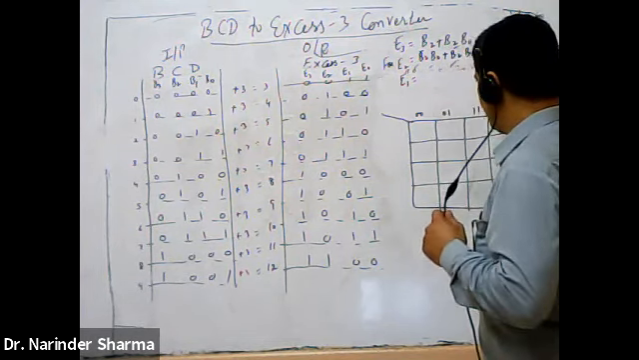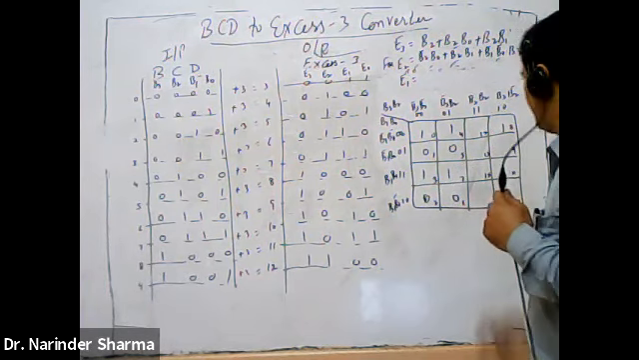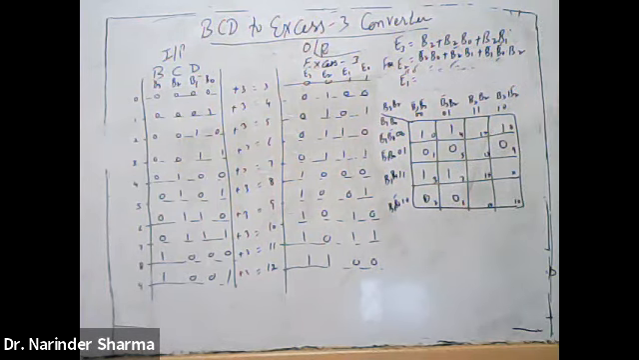For E1, at 0th position it is 1. First and second there is a 0. Third, fourth there is a 1. Fifth, sixth there is a 0. Seventh, eighth there is a 1. Ninth is 0. The rest, the unused states, have to be marked as don't care.